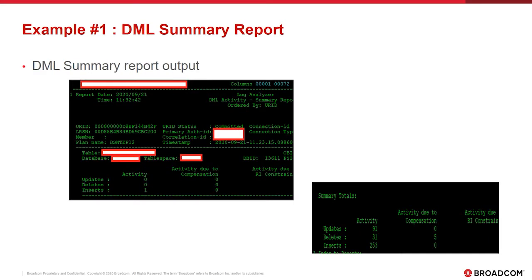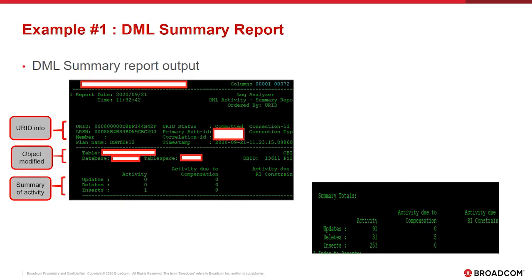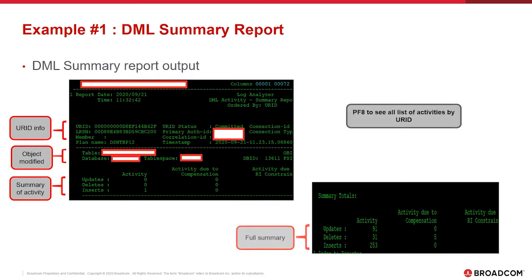So this is the DML activity summary report we got for the time and log range we gave to Log Analyzer, which is ordered by the unit of recovery. The URID section gives us plenty of information on where it came from, who did it, where and when, over which object, and the numbers for the activity done by the specific URID. And if we PF8, we shall see many more sections of the same format for all of the URID. At the end, we shall reach the full summary of all of the completed activities. Our next stop is DML Report with all the SQL activity.